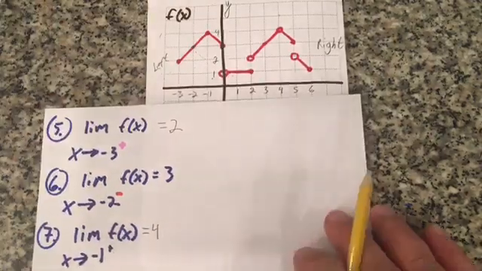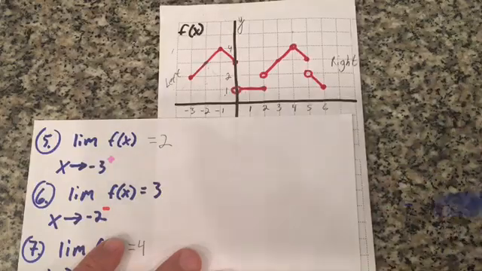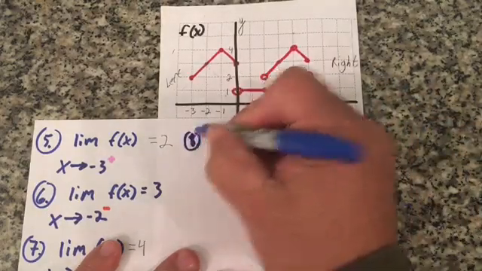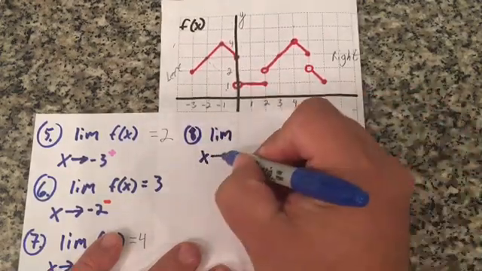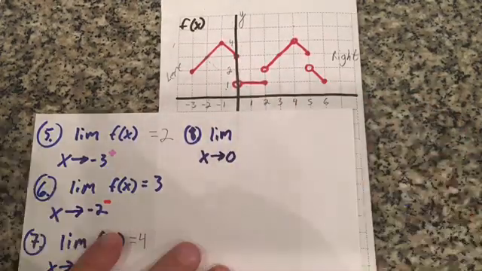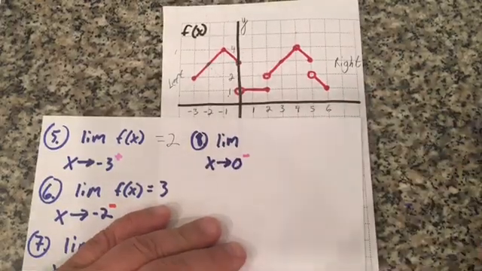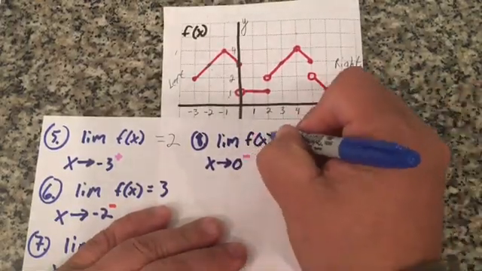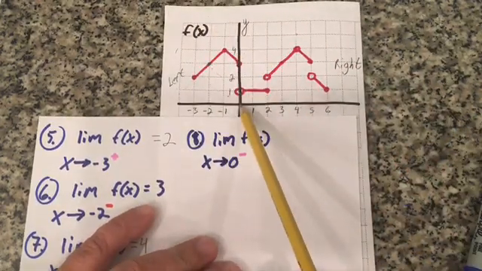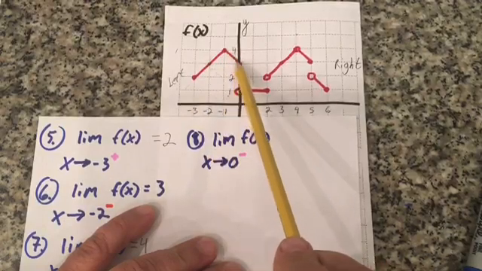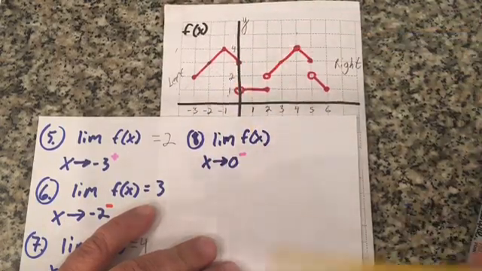Now we're going to do some strange ones. Number 8. The limit as x approaches 0 from the left. And the equation that we're looking at is f of x. So as I get closer and closer to x equals 0, notice from the left, what y value do I get closer and closer to? And notice this time, it's going to be up here at 3.